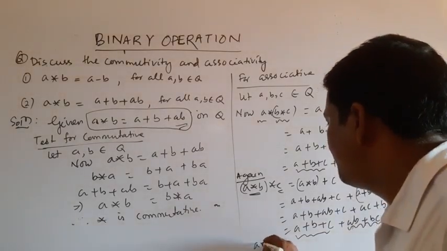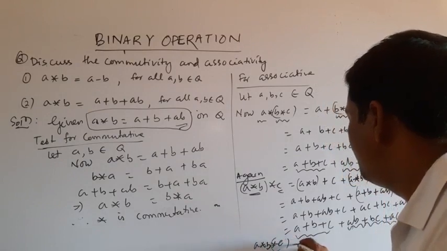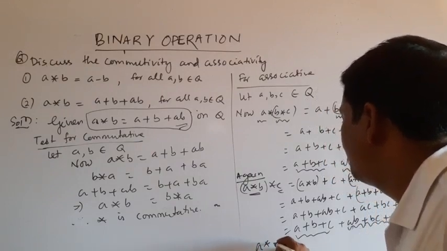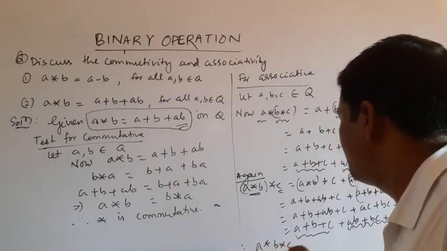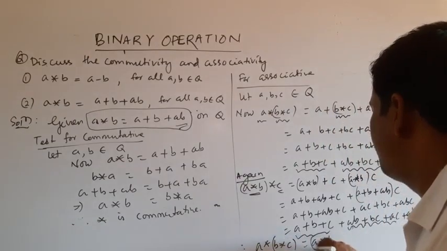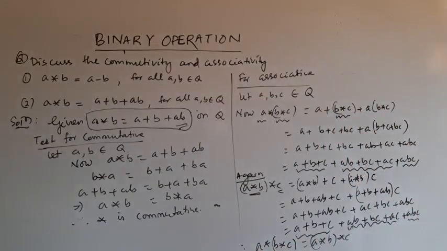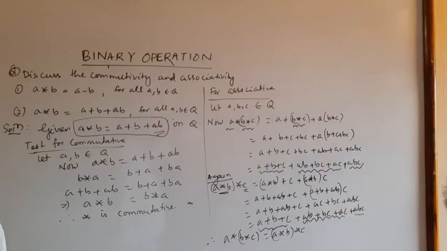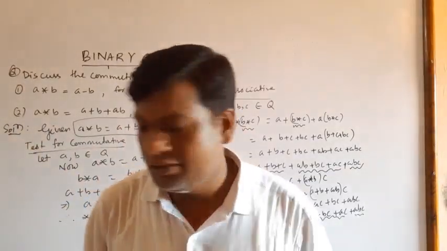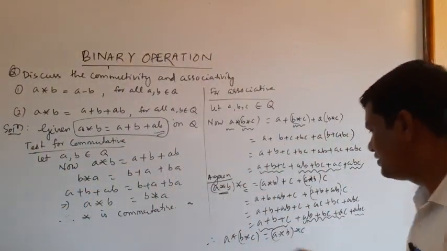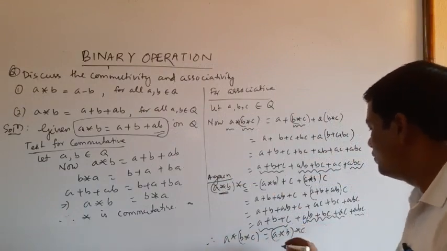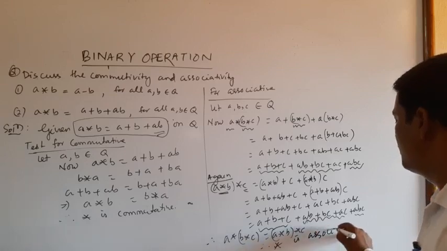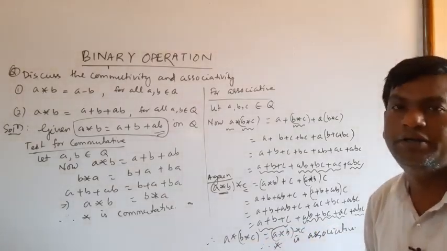So a star b star c is equal to a star b star c. Therefore, star is associative. Here, a star b star c bracket is the same as a star bracket b star c. So star is associative. Clear?